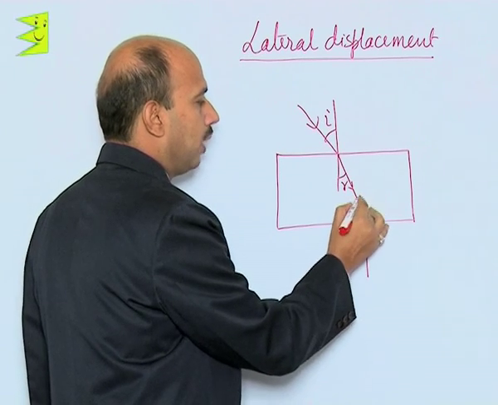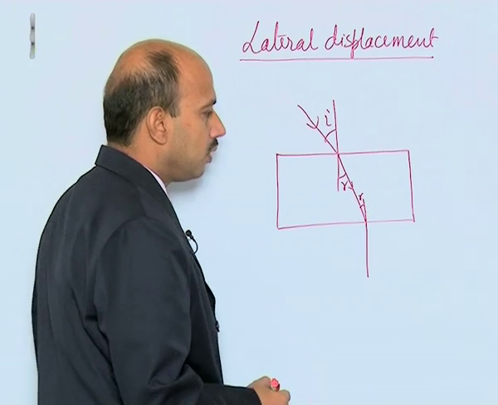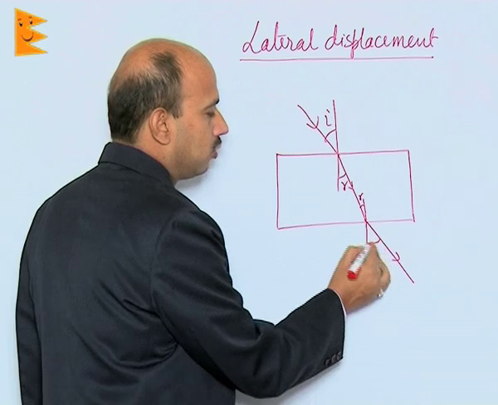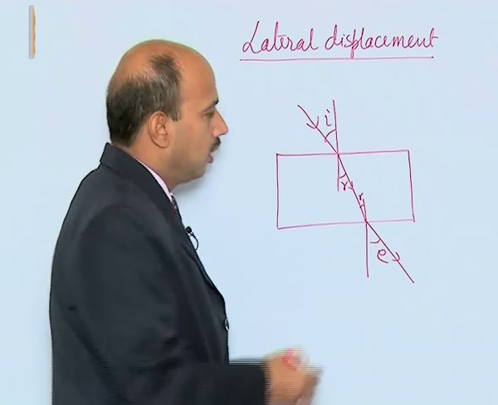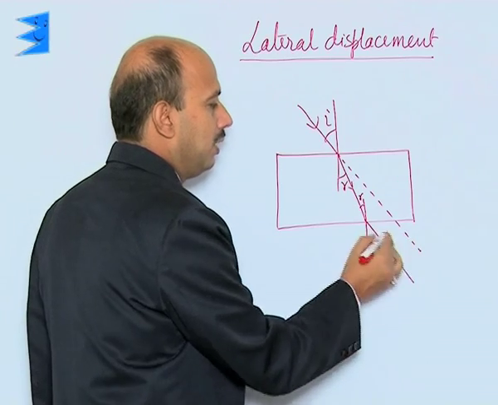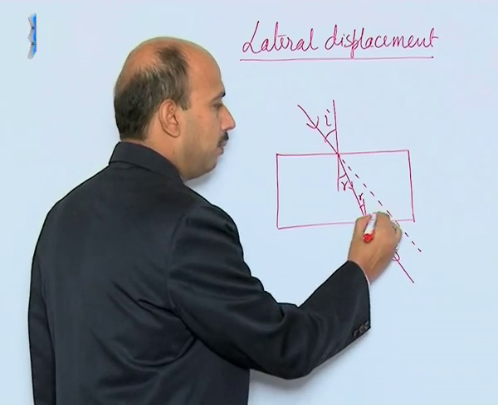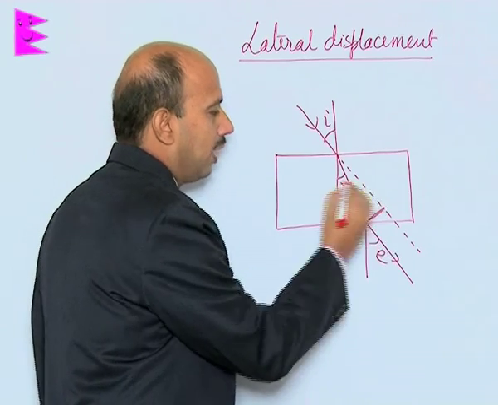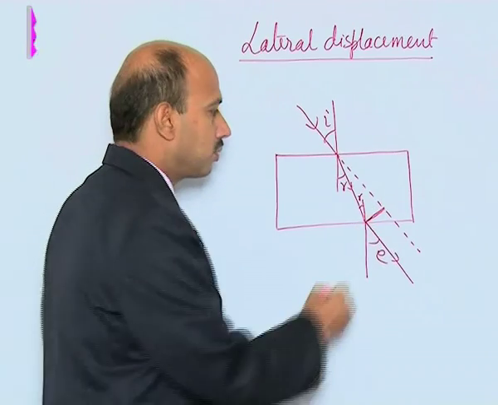this is also known as r. Now, in this case the ray goes like this, this is called the angle of emergence, but when we produce the incident ray, we will see these two are parallel but laterally displaced. This perpendicular distance is known as lateral displacement.